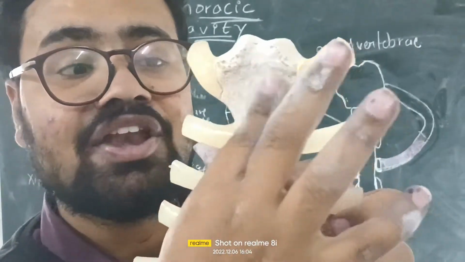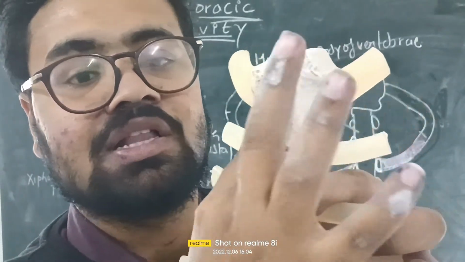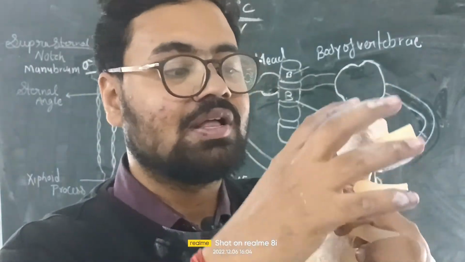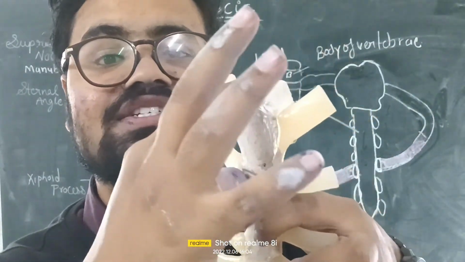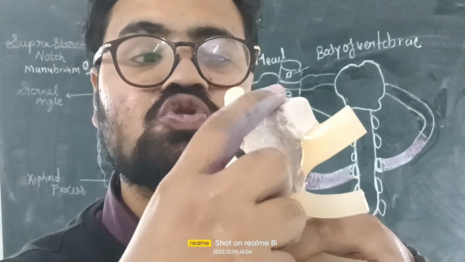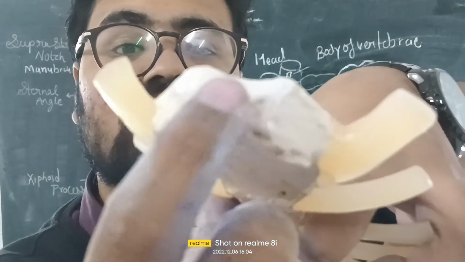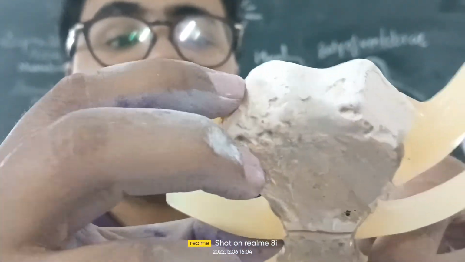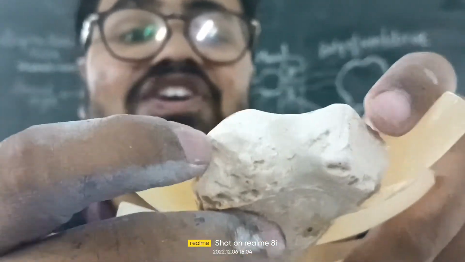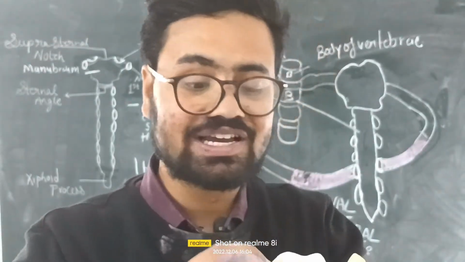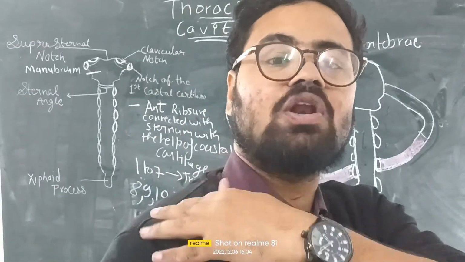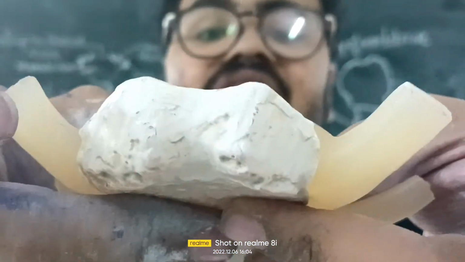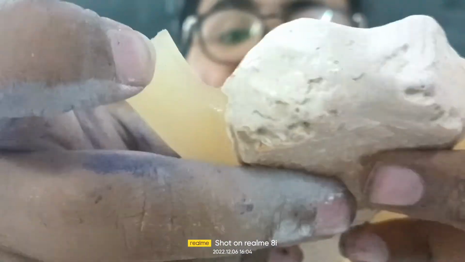So this is the manubrium part of the sternum. This one is the manubrium part of the sternum. This is the suprasternal notch. This one is the suprasternal notch. Look it down, suprasternal notch. This one is the clavicular notch. This one is the clavicular notch, because the clavicles, the collarbones, attach here. So this is the clavicular notch.